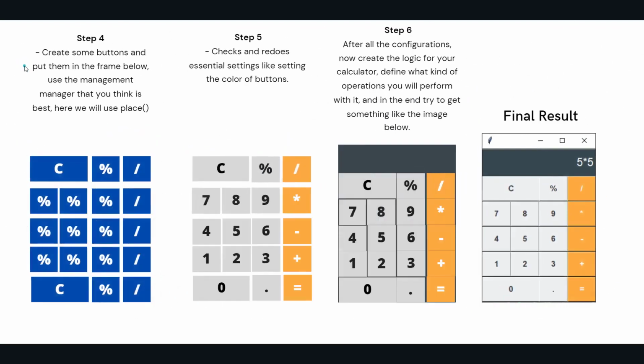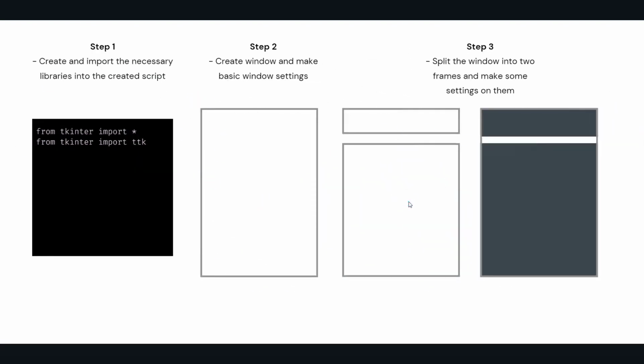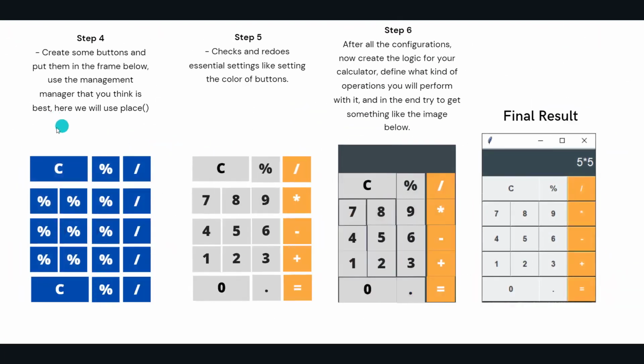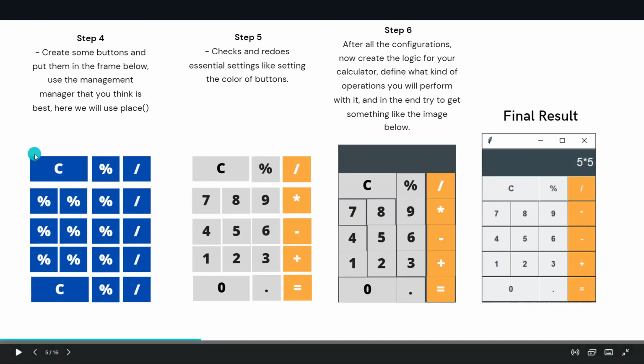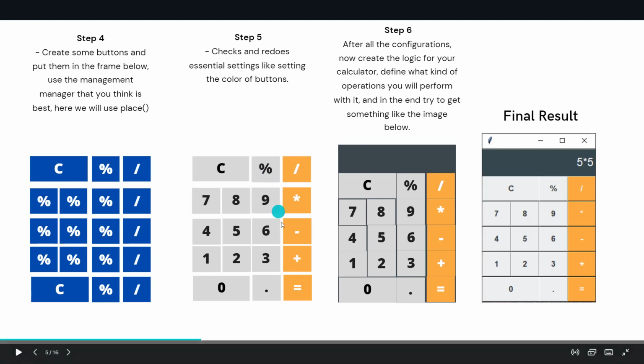So here in step 4, we are going to create the buttons first, and we are going to put them in the below frame, which is this one. So here we are going to put all these buttons, and we are going to use geometry managers here. And we are going to use place here, okay? And once we are done with placing those buttons, now it's time to work on the colors. So we are going to give colors.